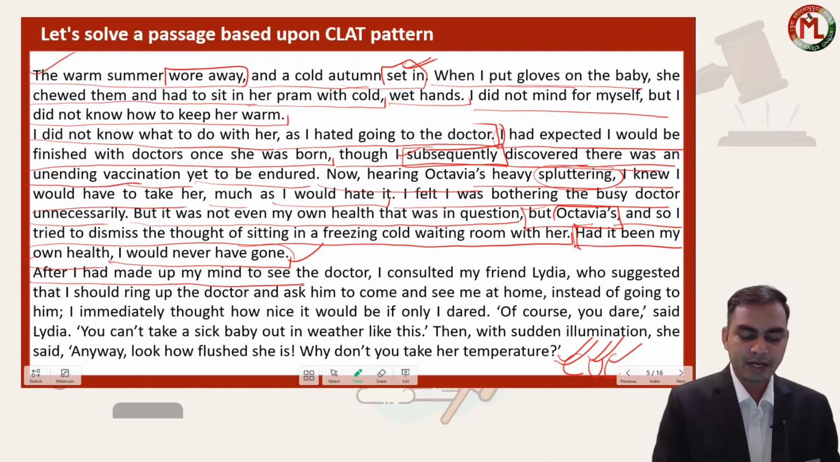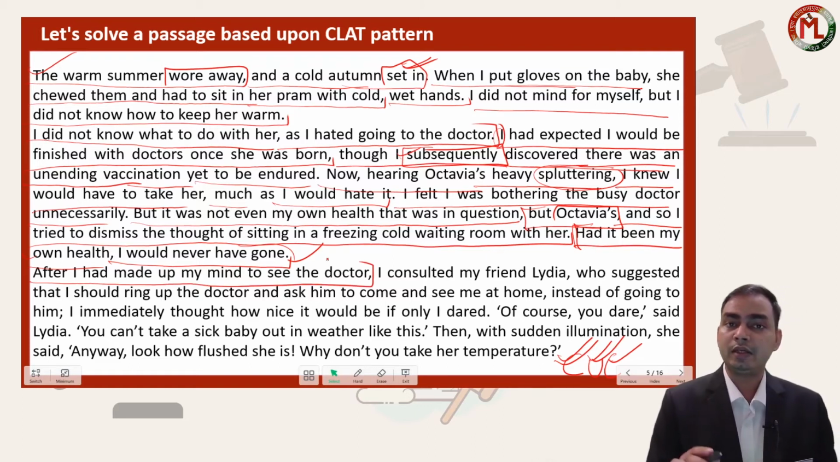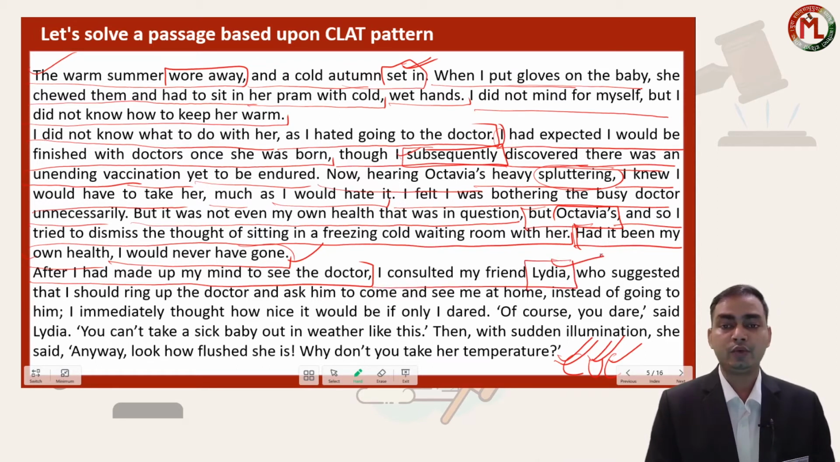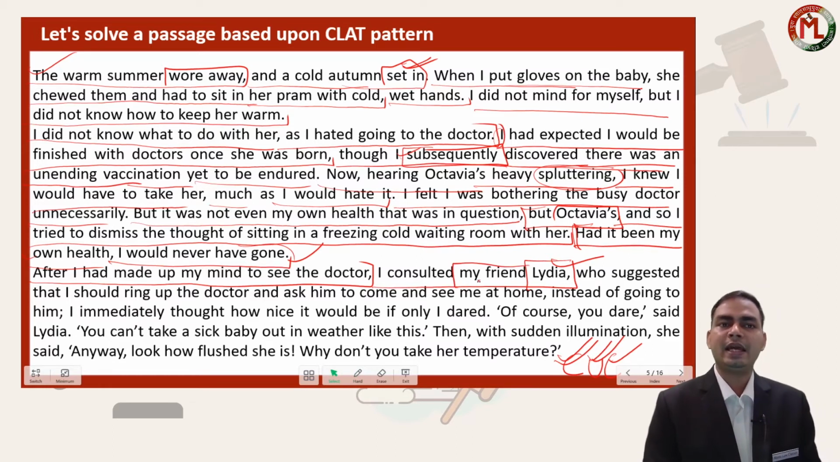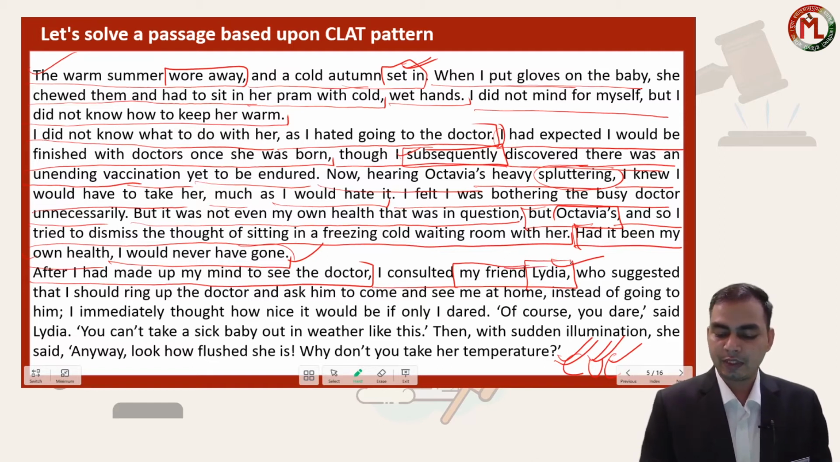After I had made up my mind to see the doctor, now finally the writer is ready. I consulted my friend Lydia. So here is the introduction of Lydia, a new character. Who is she? She is the writer's friend. So look, such questions will not come as what was the name of Lydia. Those come in fifth class. These are factual questions. So questions like what is the name of the writer's friend will not come.